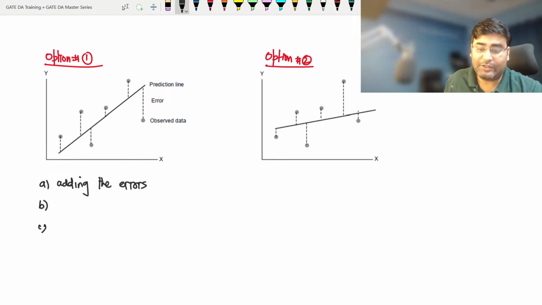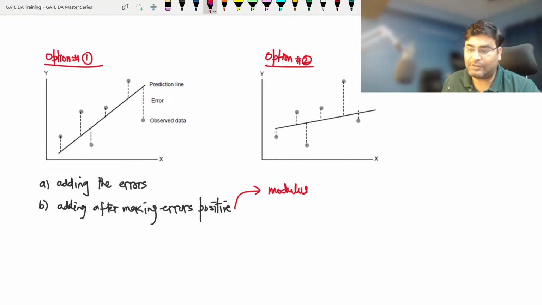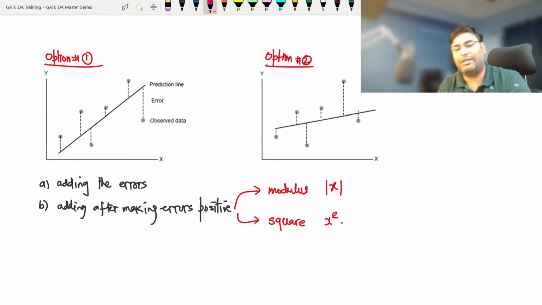Within option A and 1 and 2, we have A, B, C. So adding the errors, then you can say that, okay, adding only the positive errors. Basically, I mean to say after making errors positive. Now this gives you two options. Either you can take modulus to make the error positive, right? You know the mod function, mod x, or you can do what? Square, which is actually x square, right? There are a few options on the table.